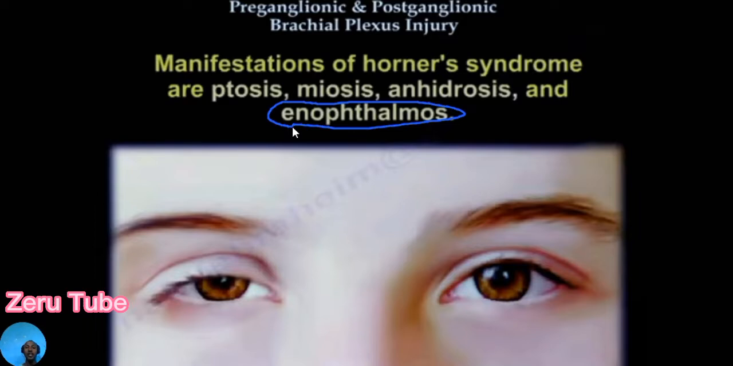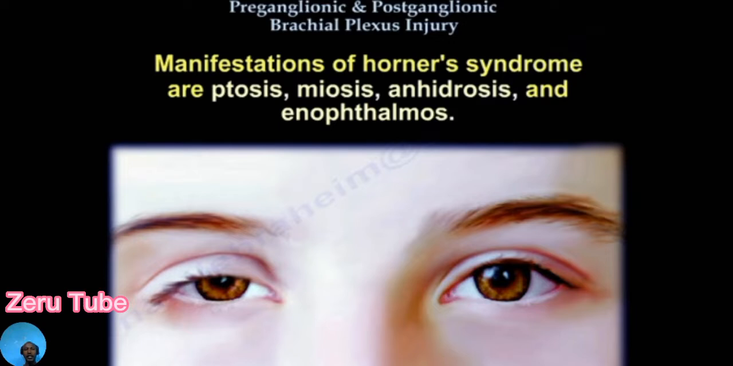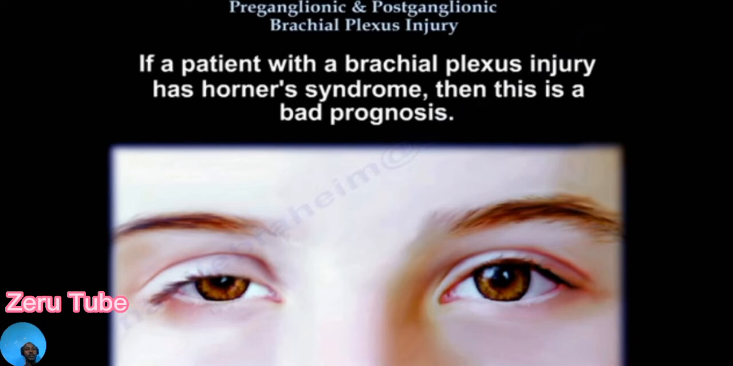Enophthalmos means the eye goes, the eyeball goes inward. አይናቸው ወደ ውስጥ ጎድጎድ ያለ ይሆናል. Look, ይሄኛውን የአይን position ከዚህኛው የአይን position ጋር ስታወዳደሩት, this one is totally enophthalmos. ወደ ውስጥ ገባ ያለ ነው ማለት ነው. So the patient can have ptosis, miosis, anhidrosis, enophthalmos that come due to Horner syndrome.